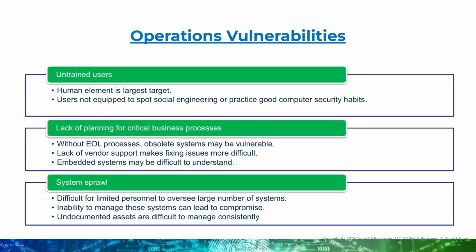The human element is often our biggest target. Untrained users are a huge operational vulnerability. They might not spot a social engineering attack. Also, companies often neglect planning for critical business processes, especially for systems reaching their end of life. Finally, we have system sprawl. Too many systems for limited personnel to manage, leading to undocumented and unmanaged assets. Security isn't just about code, it's about people and planning.